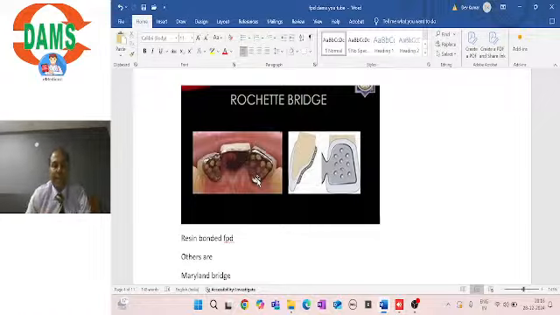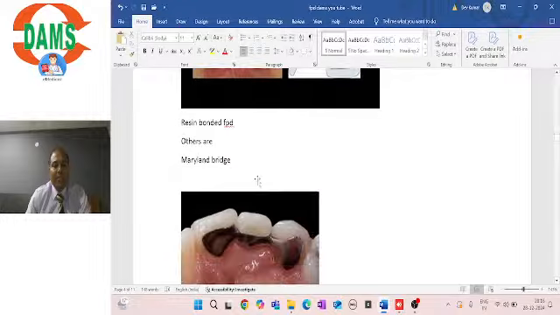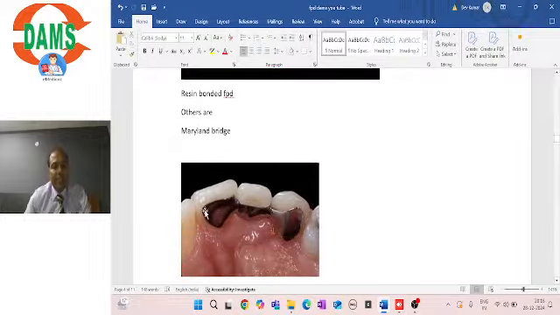But then to correct such a thing, came the Maryland bridge. It was a solid retainer which was being bonded on the lingual aspect of the adjacent teeth, and they were being cemented by micromechanical retention, okay, with the help of your resin cement.